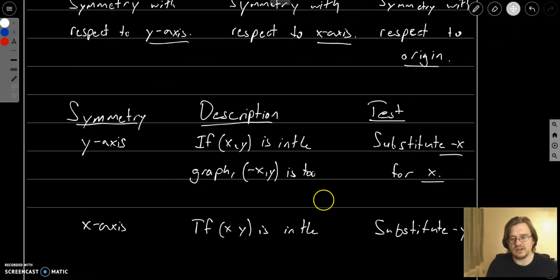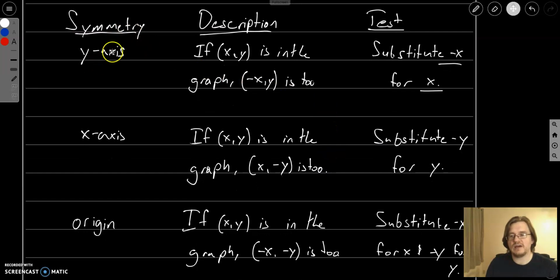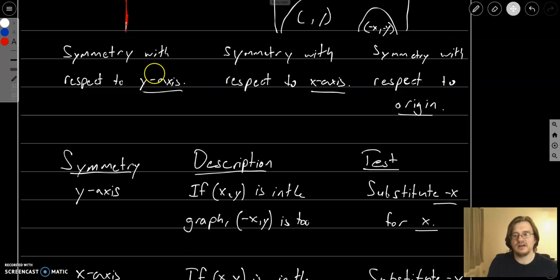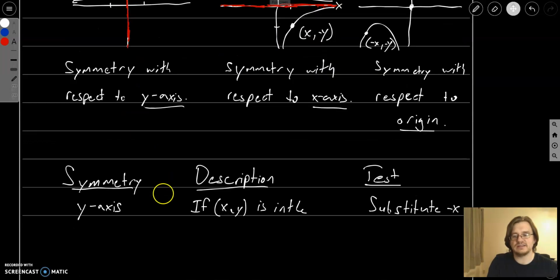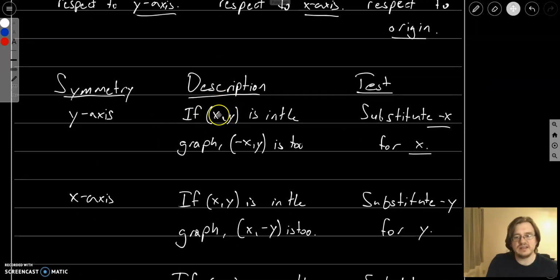So again, to summarize, when we have y-axis symmetry, this is flipping about the y-axis. What this means is that if x comma y is in the graph anywhere, then after we flip it, negative x comma y should be there too. So again, we're flipping from left to right. And the way that you would test this is if you had some sort of formula describing your graph, we'd substitute negative x in for x and see if the formula still holds. If it does, both these points are in there and we have y-axis symmetry.